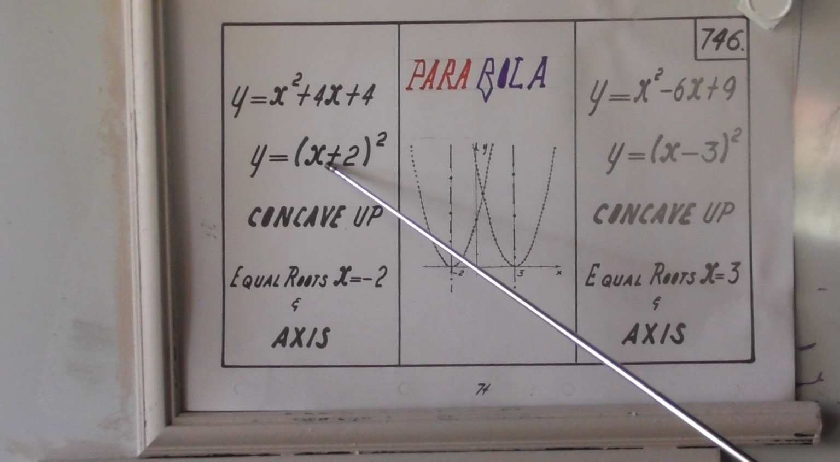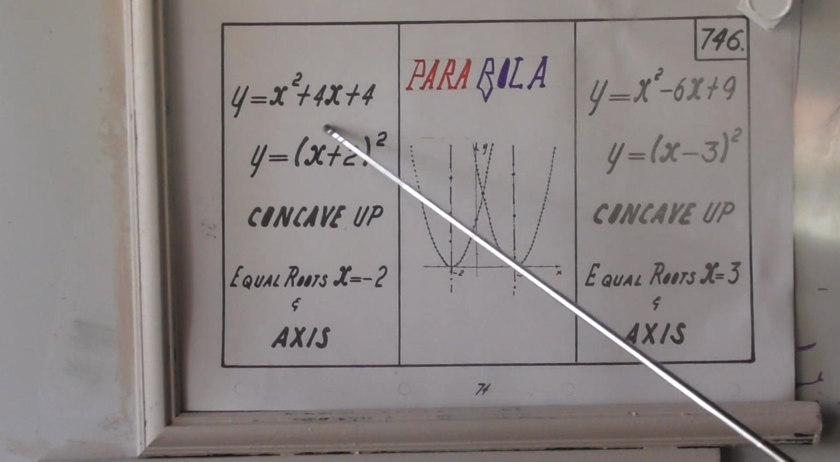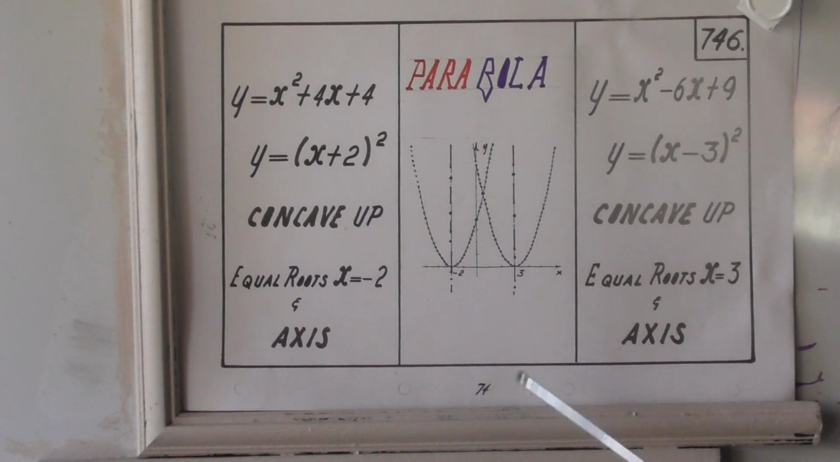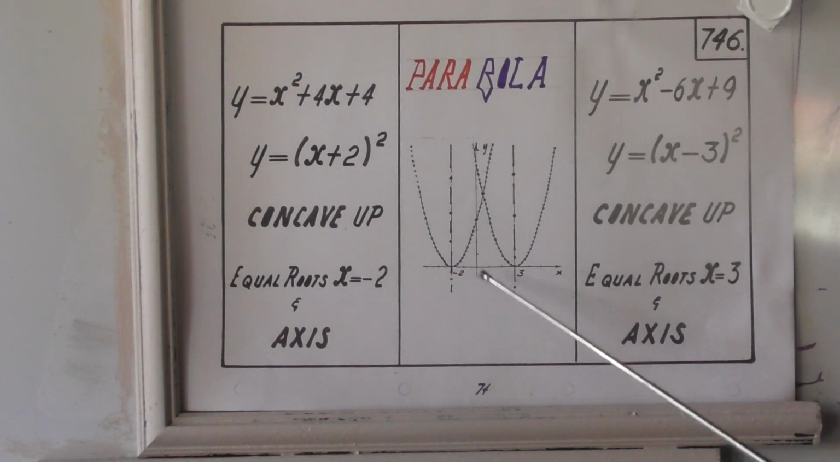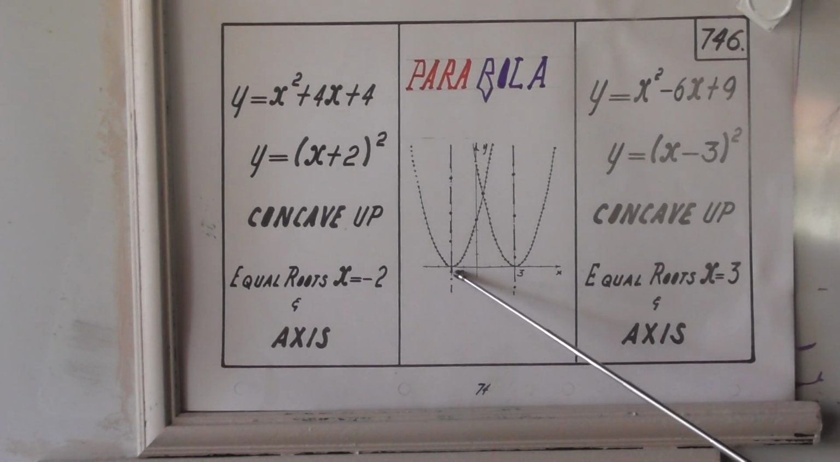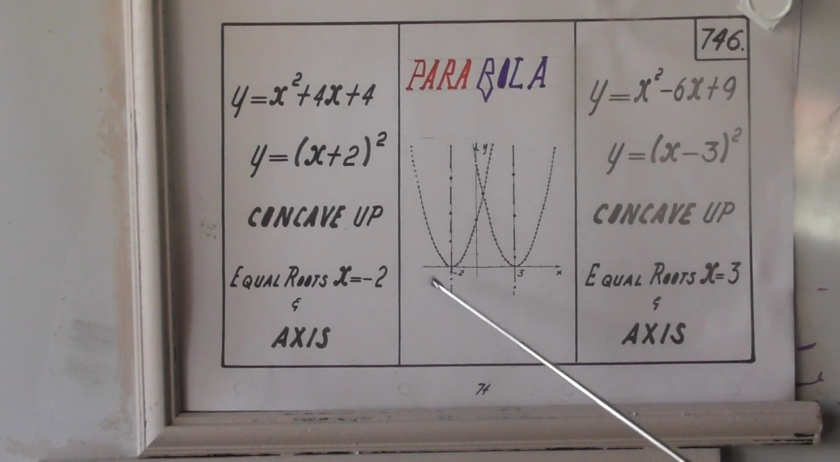If x is negative 2, then y becomes 0. This is the x line and that is the y line. If x is negative 2, this becomes 0, and y is 0.